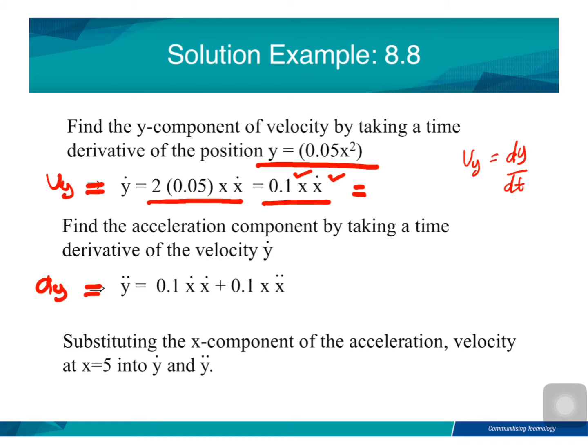After we establish Vy, we need to get Ay. So Ay is the double derivative of this one. You differentiate 0.1x x dot, and using the chain rule you get x double dot here. You already know this, and you know this one also, so you can substitute, then you can get Ay. Okay? Understand? Alright? Okay, next.